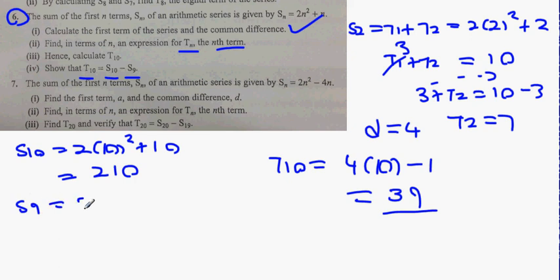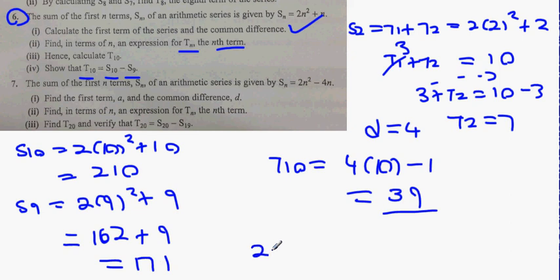S9 is 2 times 9 squared plus 9. And 2 times 9 squared plus 9 is going to be 81 multiplied by 2, 162, plus 9 is 171. 210 minus 171 equals 39. So that proves it, okay? So that's exercise 4.8, questions 2, 4, and 6.